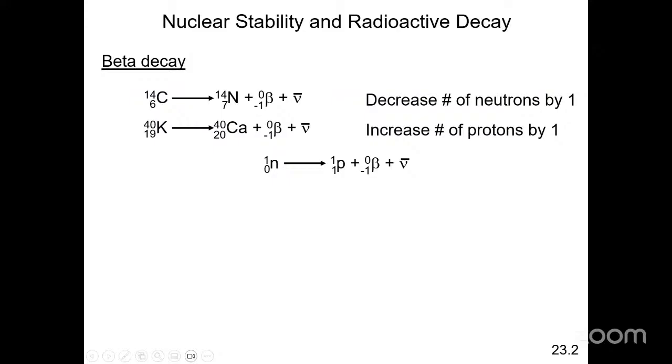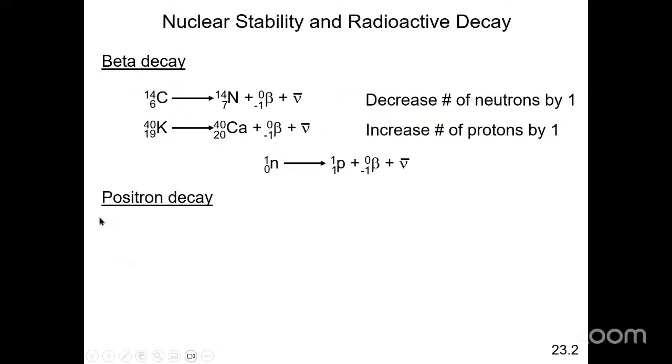So basically, the neutron is converted to a proton, so therefore, there will be a reduction in the number of neutrons by 1, and there will be an increase in the number of protons by 1, all right? So that's what happens in the case of a beta decay.